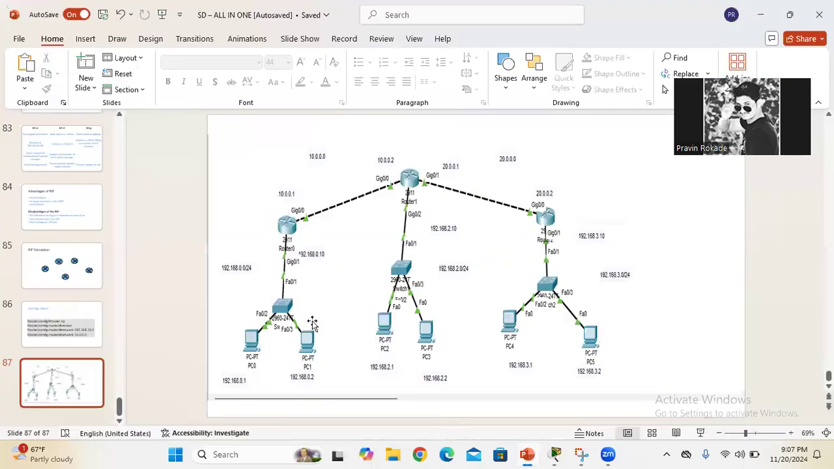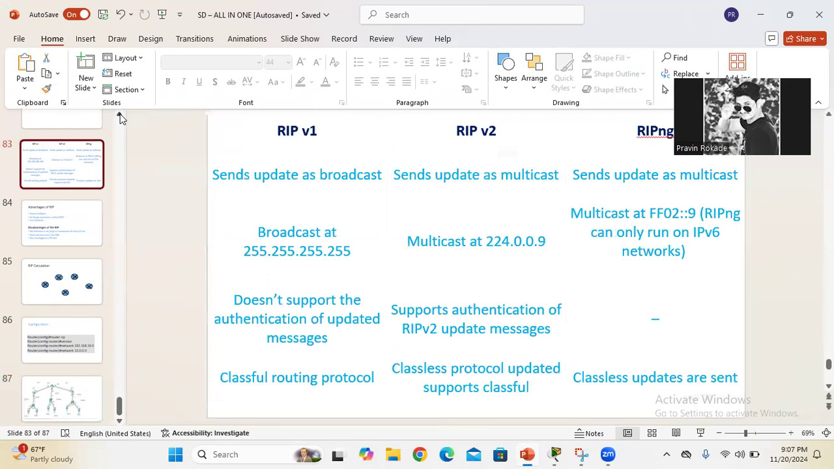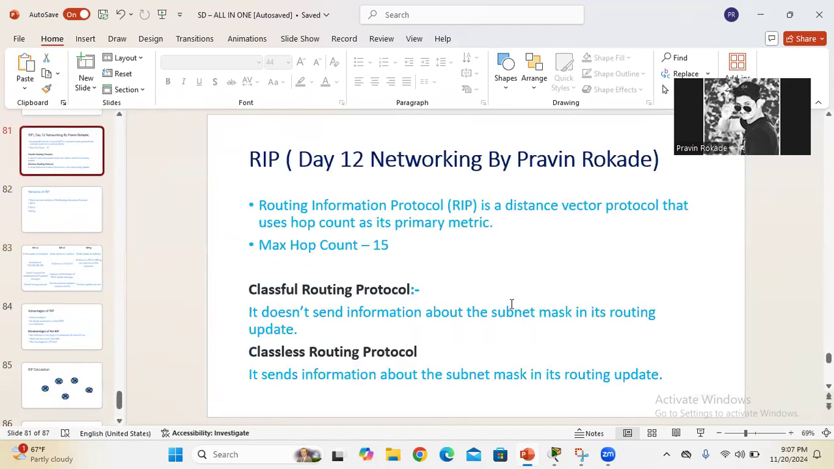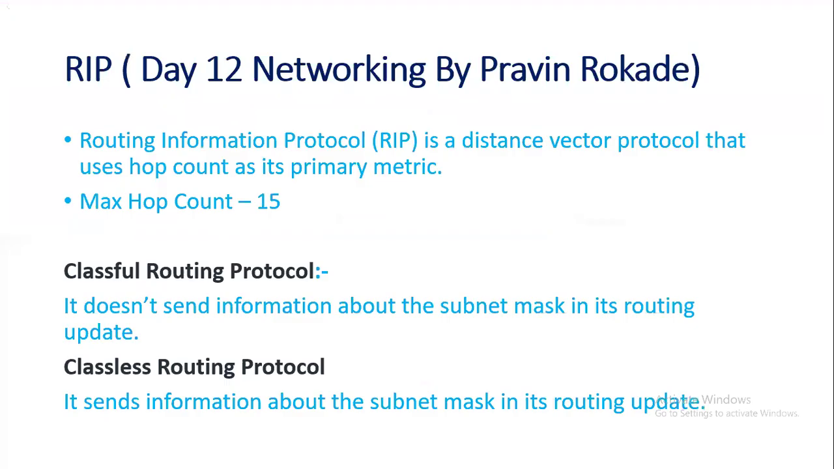Let's start with the next topic of networking, day 12. In the last topic, we already discussed the distance vector algorithm and the link state routing algorithm. In this session we'll discuss Routing Information Protocol, that is RIP, which is a type of distance vector protocol algorithm.